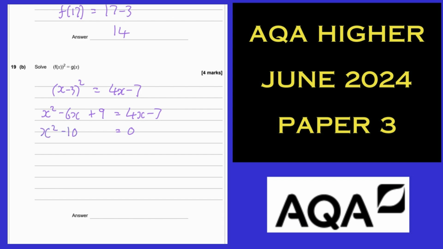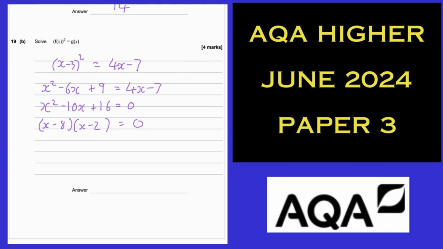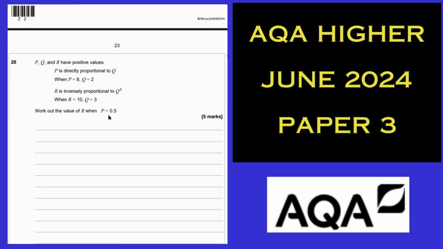Subtracting 4x from both sides, adding 7 to get 16. These are numbers you might recognise, 10 and 16, because they're easy to factorise. We need a -8 and a -2, and to solve, change the signs. X is going to equal 8, and x could equal 2. Not as bad as it could have looked, it's just as straightforward. Get it set up, equal to 0, get it solved.